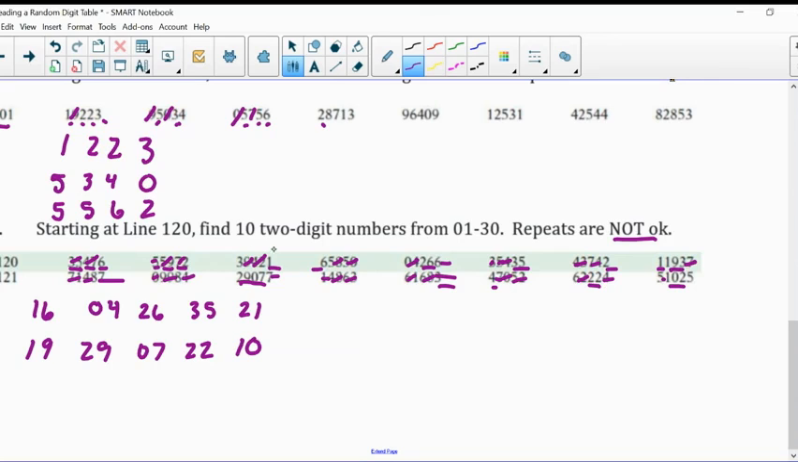So now I went through and I found 10 two-digit numbers from 01 to 30, and I did not repeat any, so I did a good job.